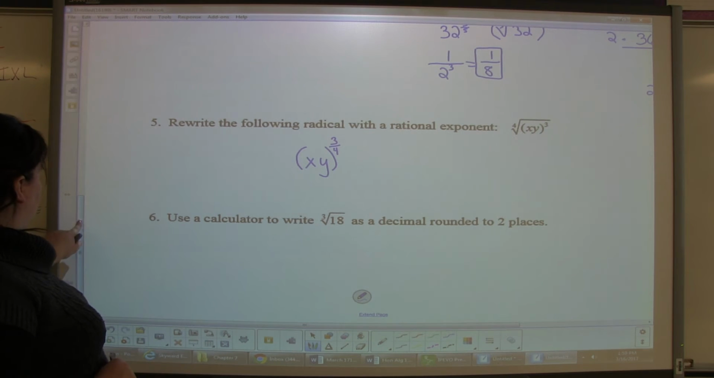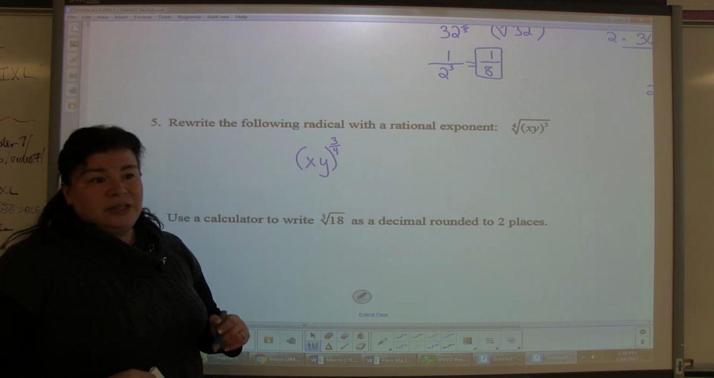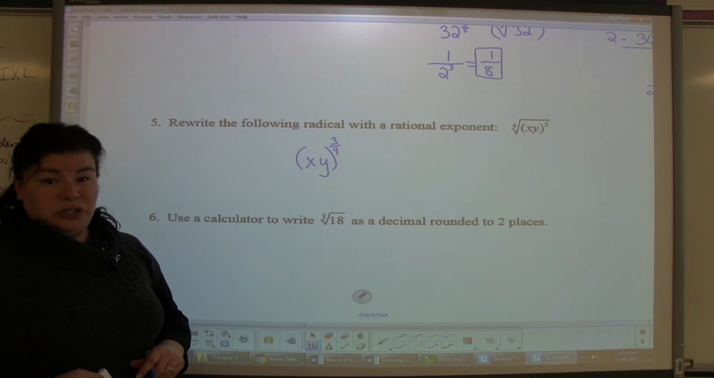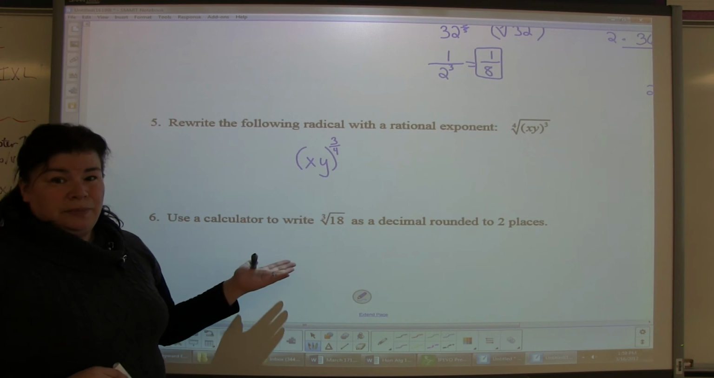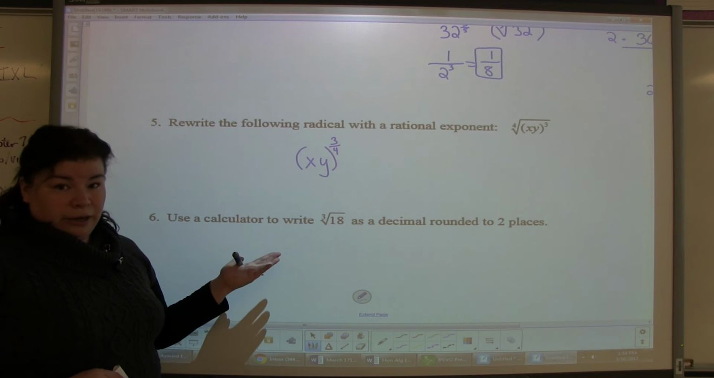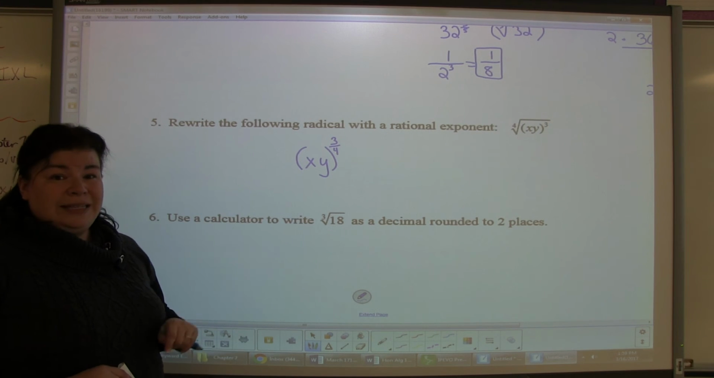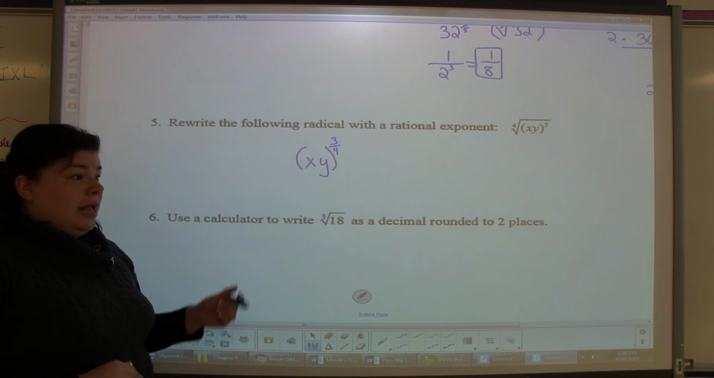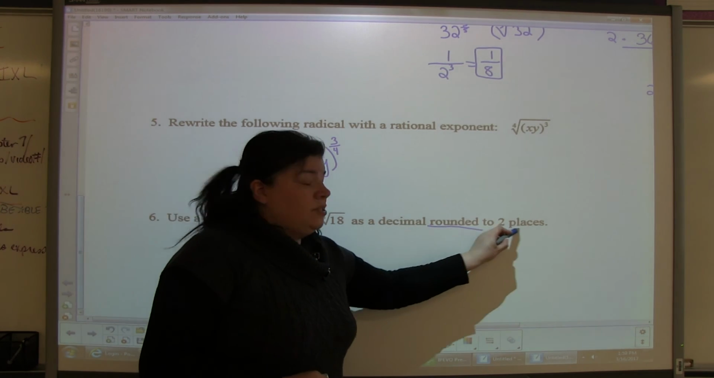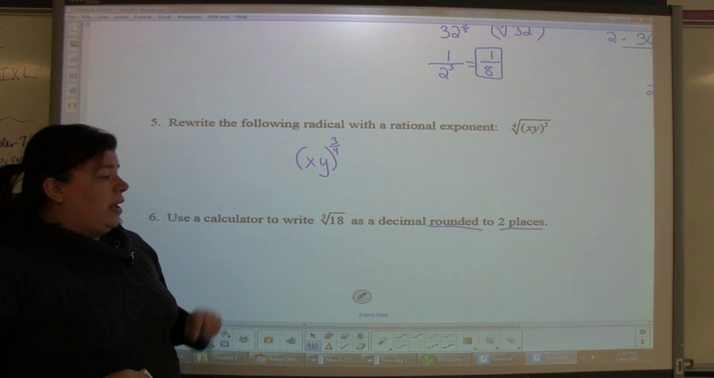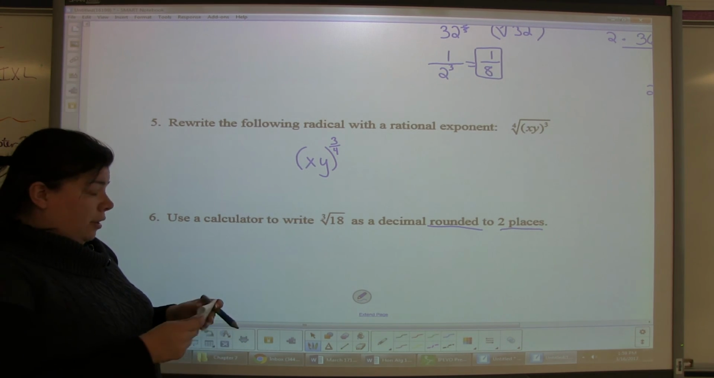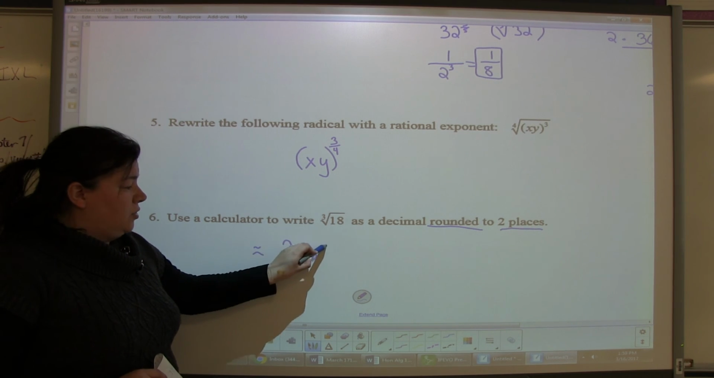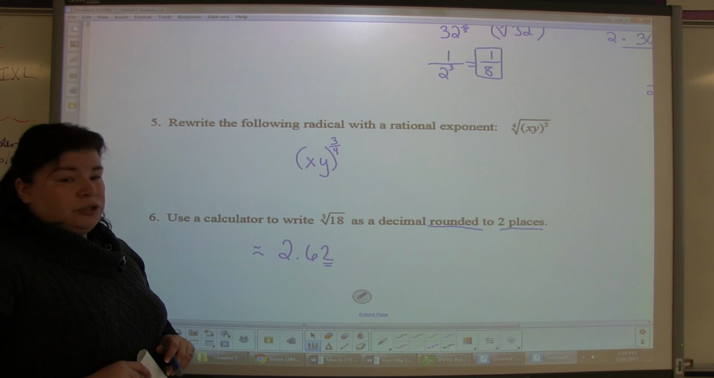And finally, number 6 says use a calculator to write the cube root of 18 as a decimal rounded to 2 places. So this is just quite simple. All you have to do in your calculator is take the cube root of 18. Literally write the cube root of 18 in your calculator, press enter, and they just want your rounded answer to 2 decimal places. So if you go ahead right now and put the cube root of 18 in your calculator, you're going to get approximately 2.62 because you're rounding it to the hundredths place.